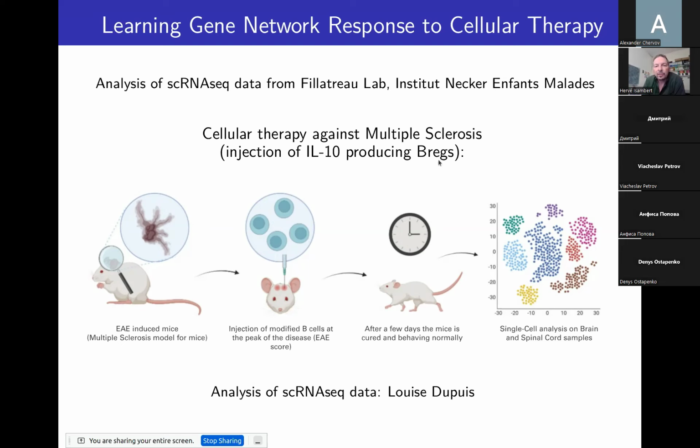And so by just injecting these cells in the brain of these mice, it seems to cure them after a few days. So this is really impressive. These mice that really looked in rather bad condition are basically regaining all their normal life after just a few days of injecting these cells. So we were really fortunate to be able to look at the data. The data was single cell RNA-seq data.